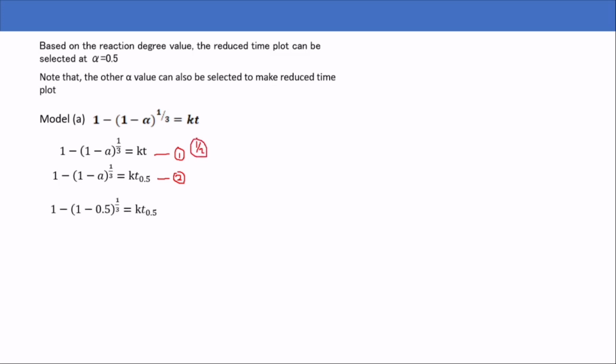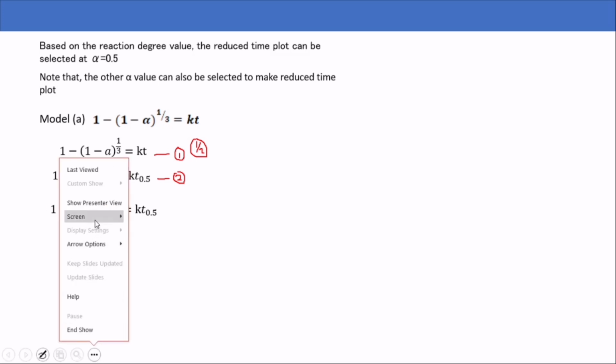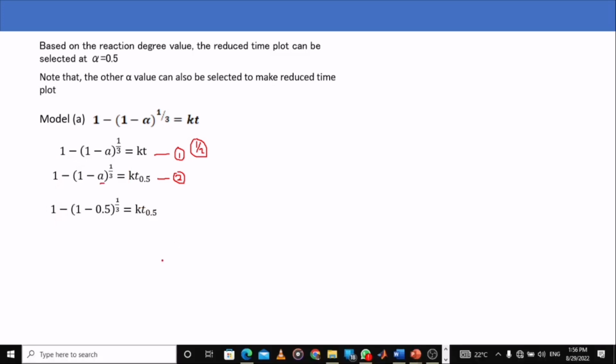But before we do that, let's try to simplify this. Alpha was given to us for equation 2 as 0.5, so we are going to do some substitution. We are going to put alpha into the expression and get a value for this. Let me take my calculator and let's see the value we'll get.